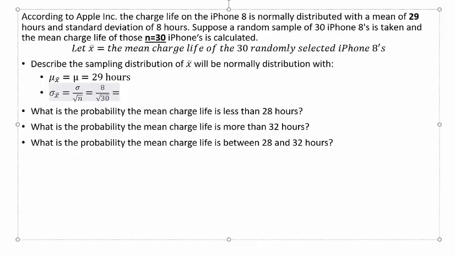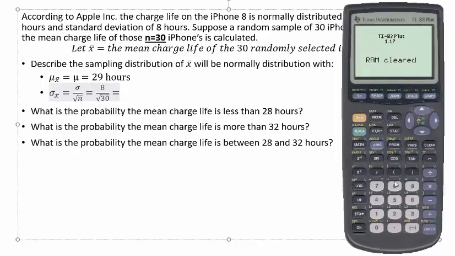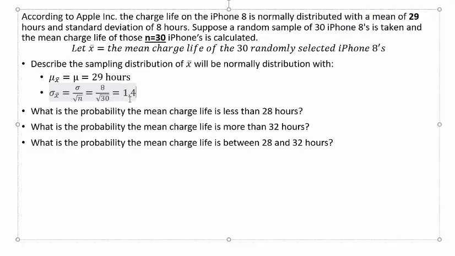If you grab your trusty calculator, I'll do it on this one. I'm going to take 8 divided by the square root of 30. You're going to get 1.46, so I'm going to round that to 2 decimal places. So the sampling distribution of x bar is normally distributed with the average of the averages equal to 29 hours, and the standard error is the population standard deviation, 8 hours, divided by the square root of the sample size, 30, which gives 1.46.